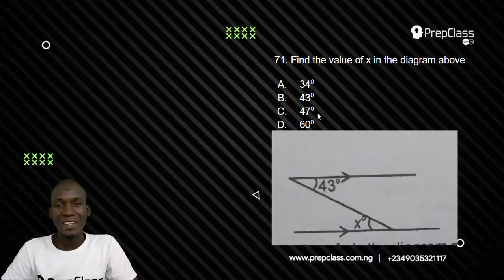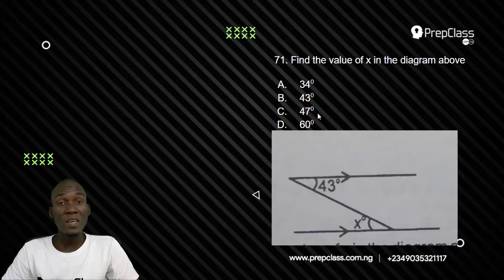Okay guys, so today we solve question 71 to 75 of AKWA JSCE Mathematics Past Question. Let's roll. Question number 71. Find the value of x in the diagram above. A. 34 degree, B. 43 degree, C. 47 degree, D. 60 degree.